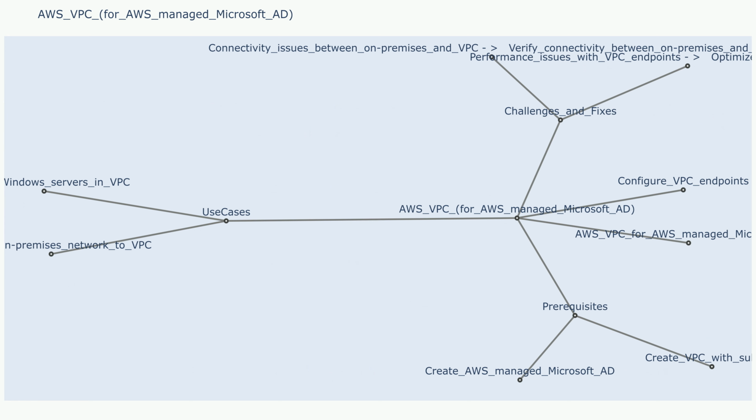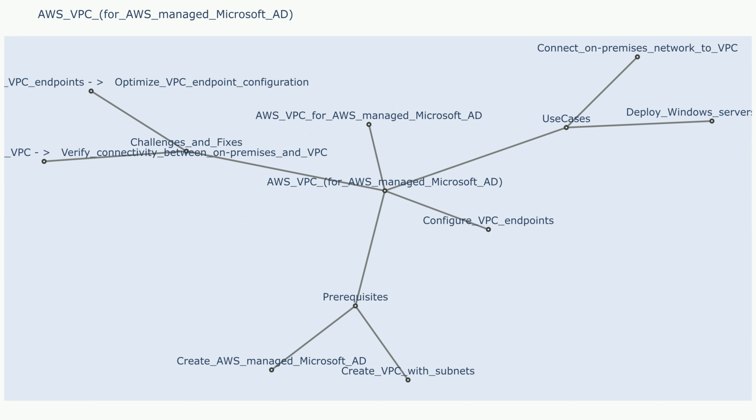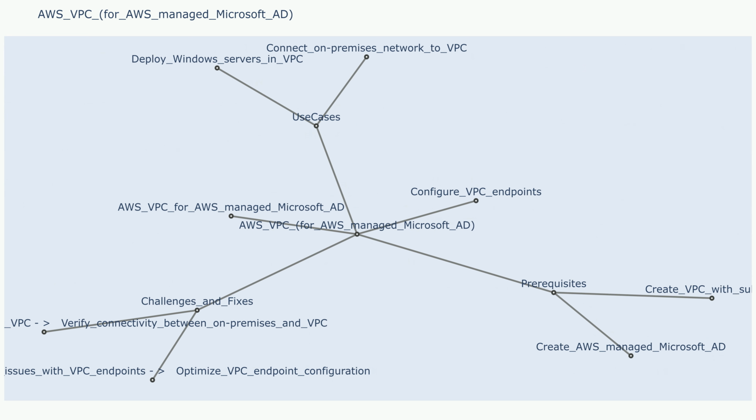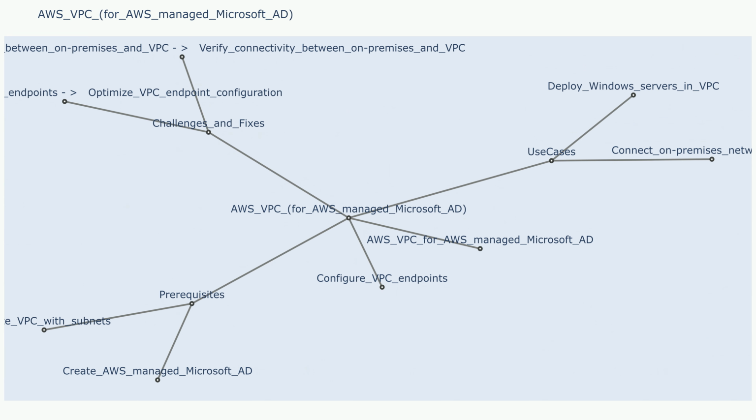Steps: Configure VPC endpoints. You can use VPC endpoints to allow your instances in the VPC to access AWS services, such as S3 and DynamoDB, without needing to route traffic through the Internet. VPC endpoints can be used for both public and private services.